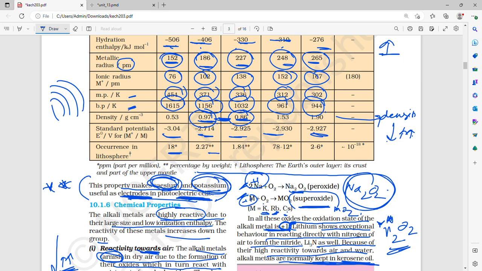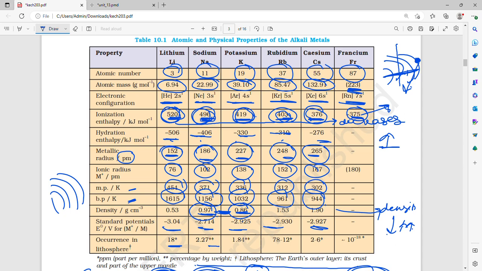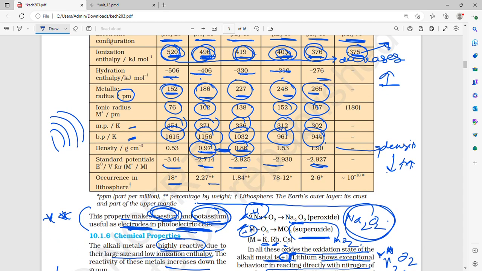Now the melting point and boiling point. The melting point of lithium is greater than sodium, which is greater than potassium, greater than rubidium, greater than cesium. So melting and boiling points both decrease down the group. As more and more shells get added, the metallic bonding becomes lesser and lesser. Therefore, with a little bit of supply of heat, it will lose the electron.